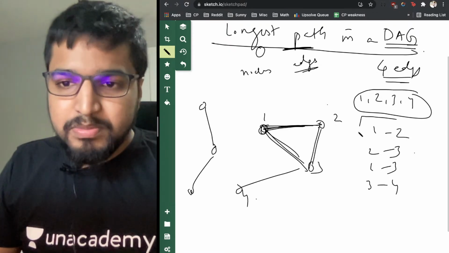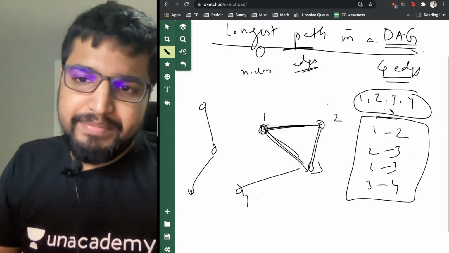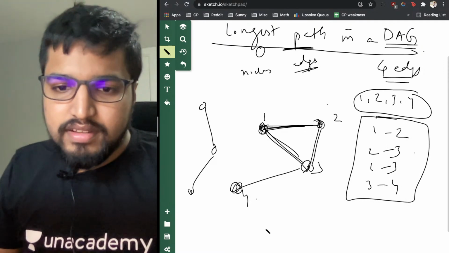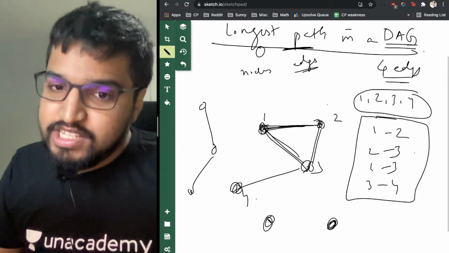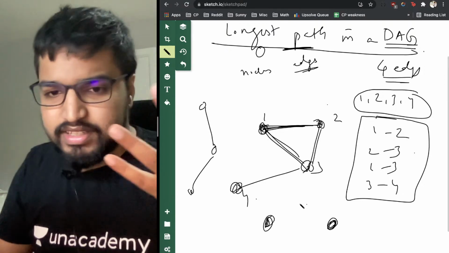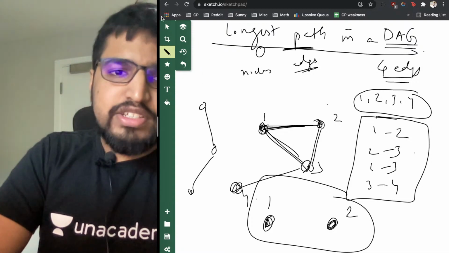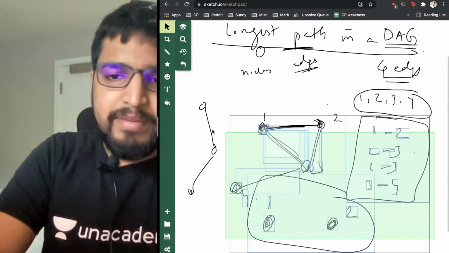All right. A graph is basically a bunch of nodes and edges. This is also a graph. A graph with no edges, just 2 nodes, 1 and 2, is also a graph. So there are multiple kinds of graphs. So how do you represent it?